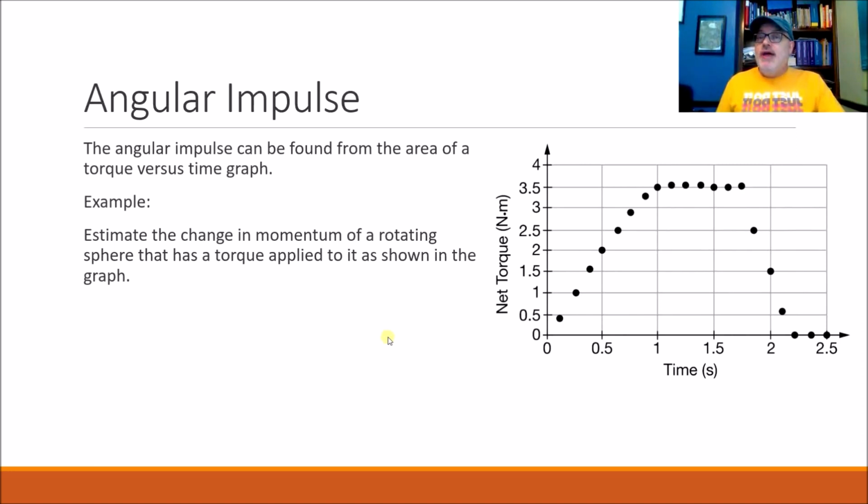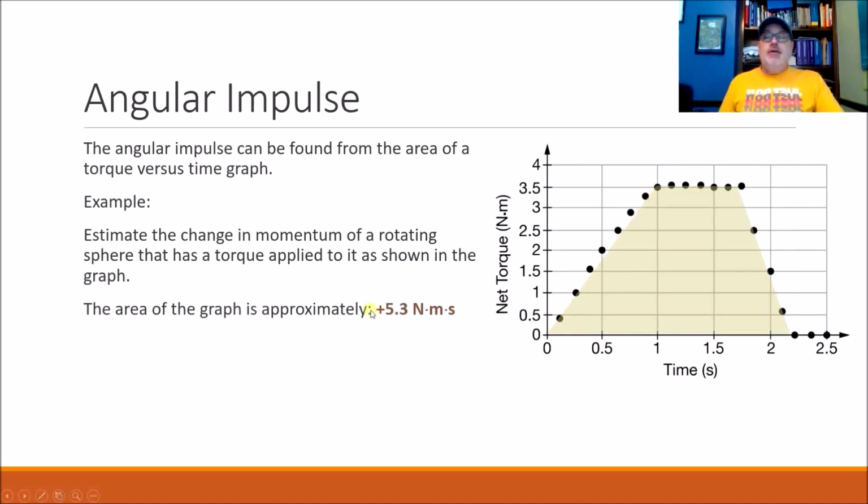You can also find the angular impulse from a graph, just like we did before. For an F-t graph, you can find the translational impulse. For a torque-time graph, you can find the angular impulse. All you have to do is find this area underneath the data. Remember, there could be a positive or a negative area. In this case, there's only a positive area. Everything over here is positive. So just find this area, and for this particular shape, the impulse is 5.3 approximately.